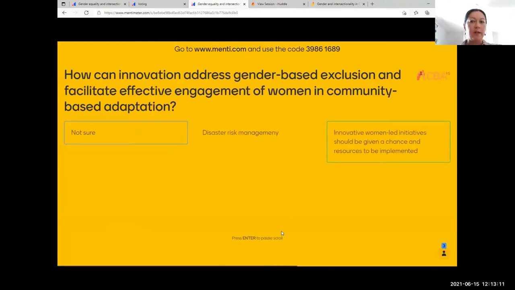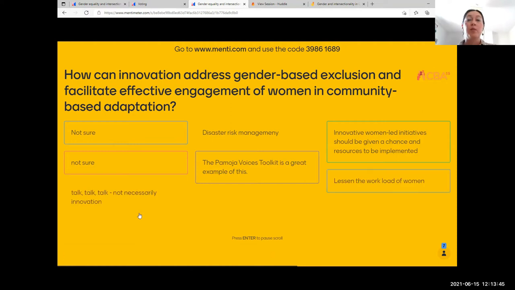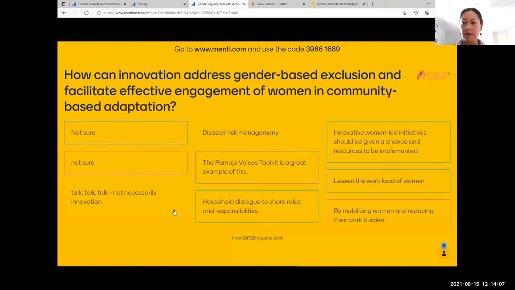And the next question is about innovation. How can innovation address gender-based exclusion and facilitate effective engagement of women in community-based adaptation? Disaster risk management, someone says not sure. Innovative women-led initiatives should be given a chance and resources to be implemented. These solutions, not sure. Someone highlights the Pamoja Voices Toolkit that was developed with partners with IIED, a great example of how the voices of women and youth can be front and center of the planning processes in developing and identifying priorities for girls, women and youth.